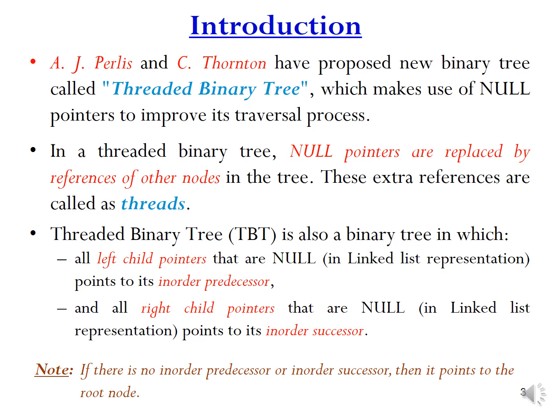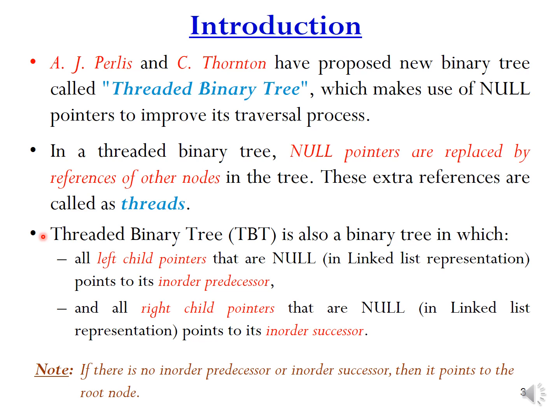Now we will see the introduction of the threaded binary tree. Perlis and Thornton proposed a new binary tree called the threaded binary tree, which makes use of null pointers to improve its traversal process. These threaded binary trees are basically focused on traversing, and this traversing can be pre-order, in-order, and post-order. In a threaded binary tree, null pointers are replaced by references to other nodes in the tree, normally pointing to the ancestors. These extra references are called threads. That's why its name is threaded binary tree.